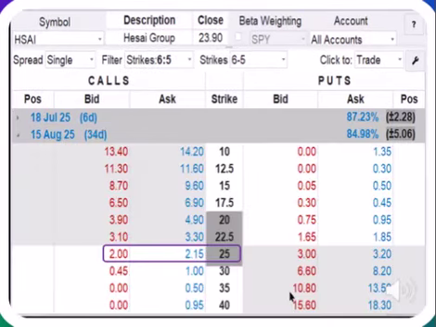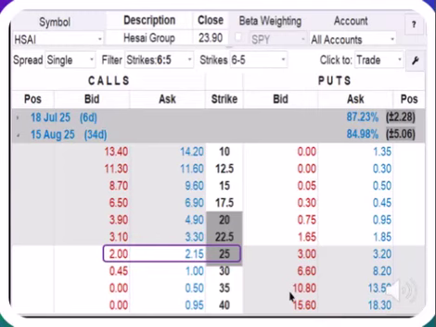Let's move on. Here's the HSAI option chain for August 15. HSAI closed at 23.90 on Friday. That means any calls on the list from 10 to 22.50 are in the money. Let's take a look at the profit potential for purchasing the 25 strike call, which is the closest strike to the current price of the stock.